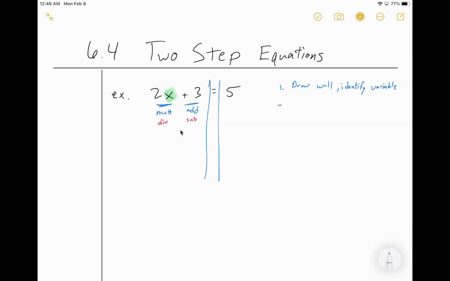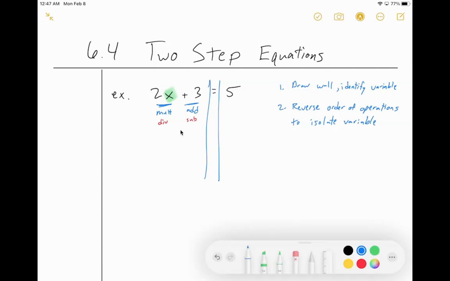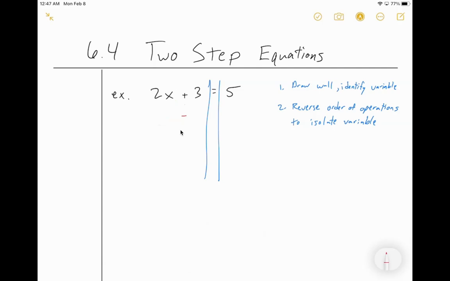So the next thing you want to do is use the reverse order of operations to isolate the variable. This is what I'm going to do here. What I'm going to do first is subtract away the 3 from both sides.